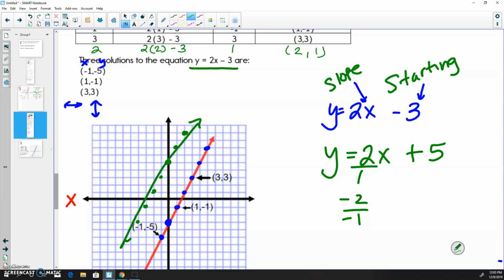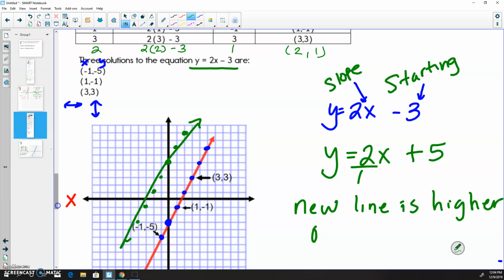Parallel lines. But they want you to say where the second line, your new line, is compared to your first one. It started at where? 5, and your first one started at -3. So your new line is higher on the graph, right? Because 5 is bigger than -3. Is that pretty easy? Your new line started higher.